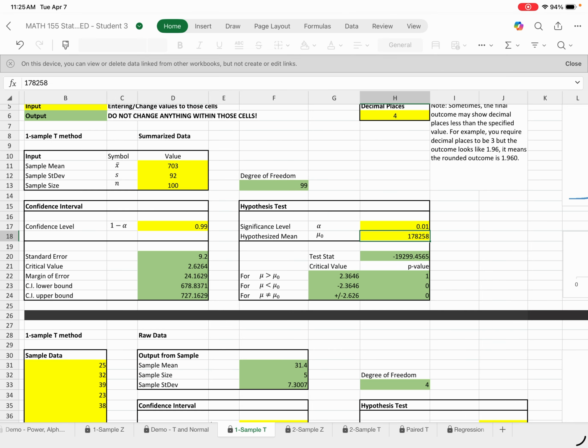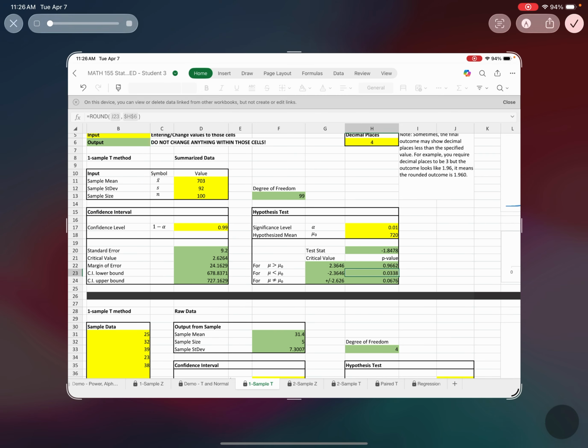And our hypothesized mean was 720. Remember, it is important to put that in. So our test stat is negative 1.8478. Okay, whatever. We're interested in this one. And we have 0.0338. That's the p-value that we're interested in.